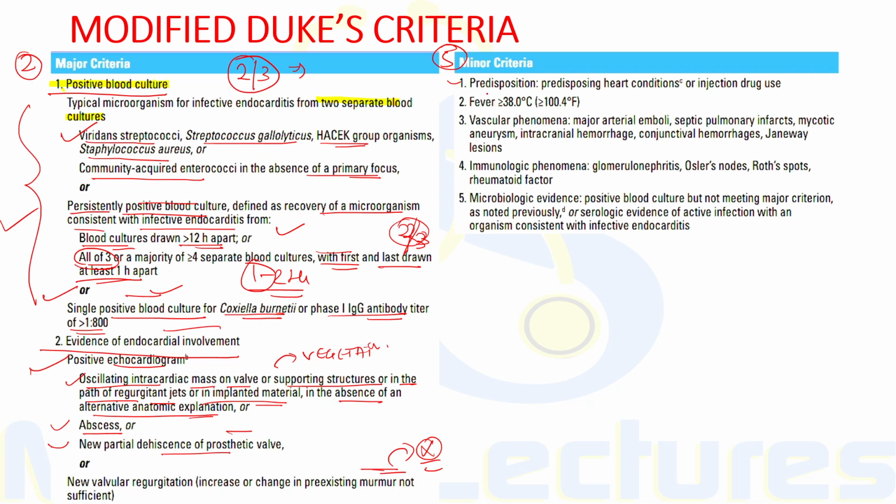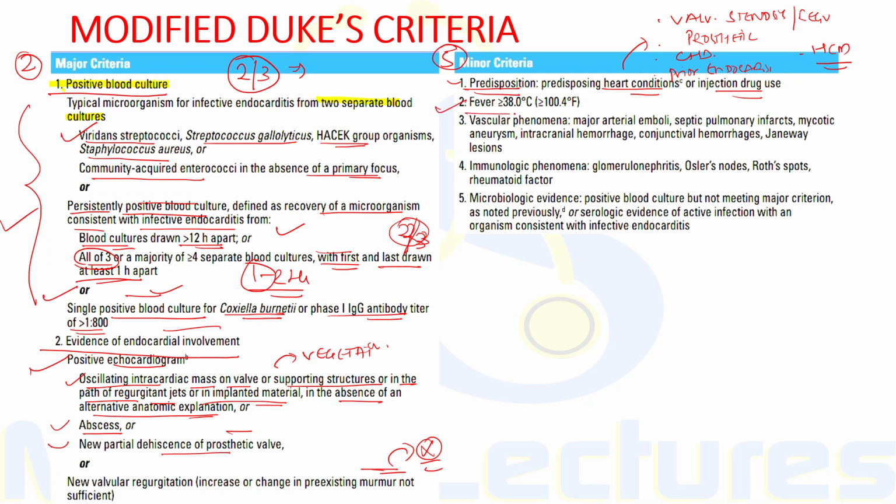Now among minor criteria, the patient has a predisposing heart condition, or is an injecting drug user. What can be the predisposing conditions? Any valvular stenosis or regurgitation, presence of a prosthetic valve, congenital heart disease, prior endocarditis, or hypertrophic cardiomyopathy. These are the various predisposing heart conditions.